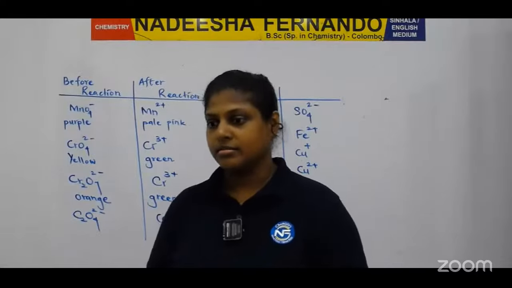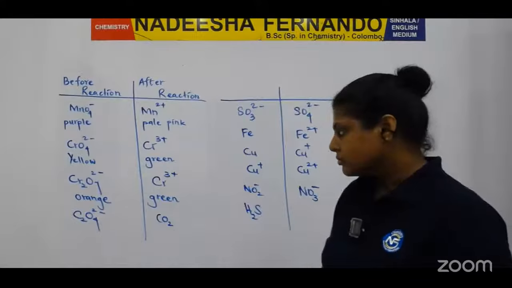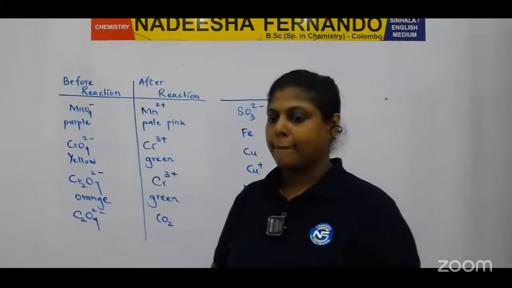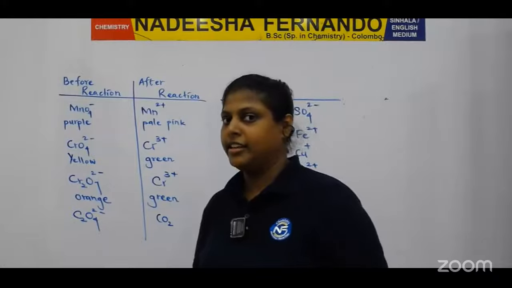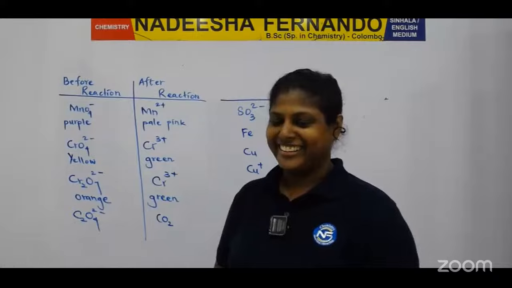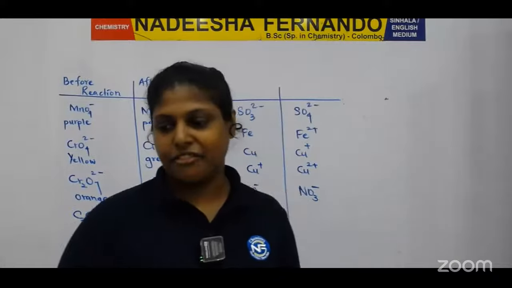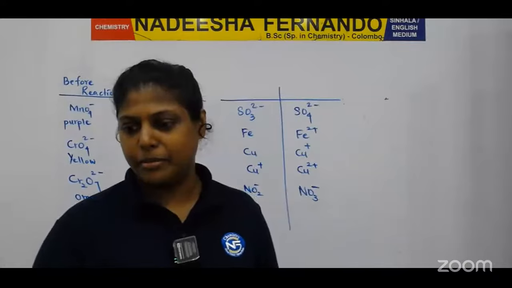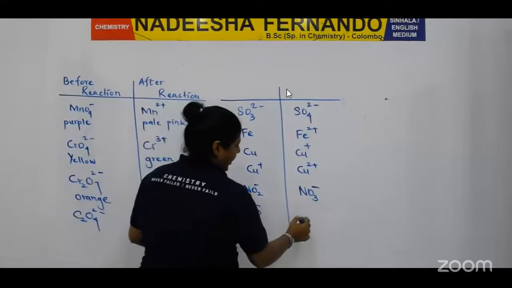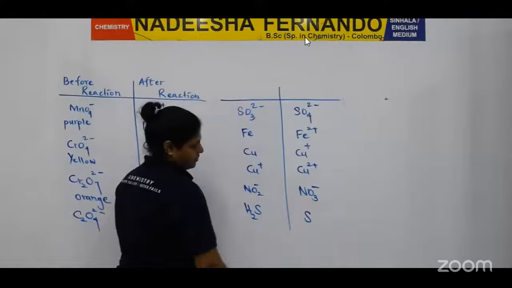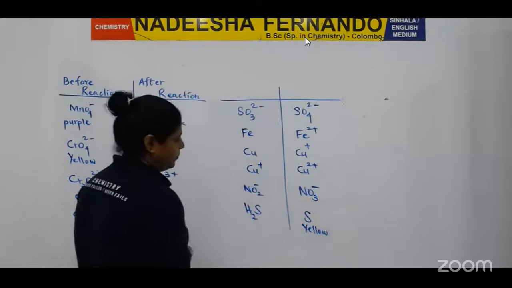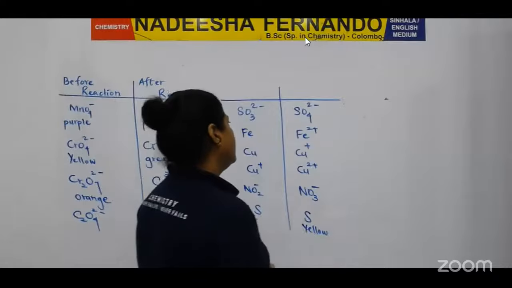What is H2S? Still finding where H2S is. Hydrosulfuric acid. Remember those names? Hydrosulfuric, it forms sulfur, yellow in color.